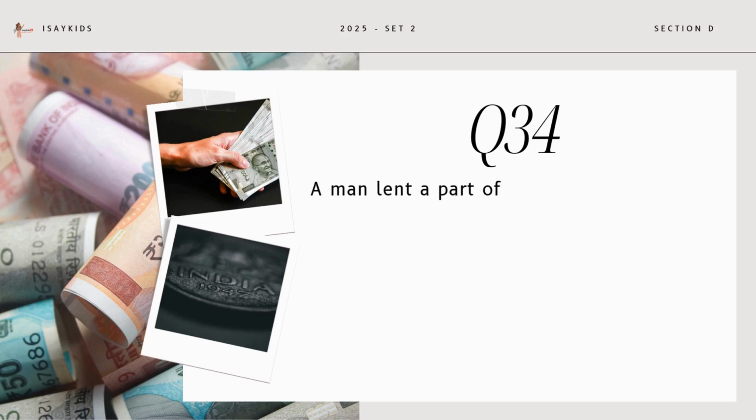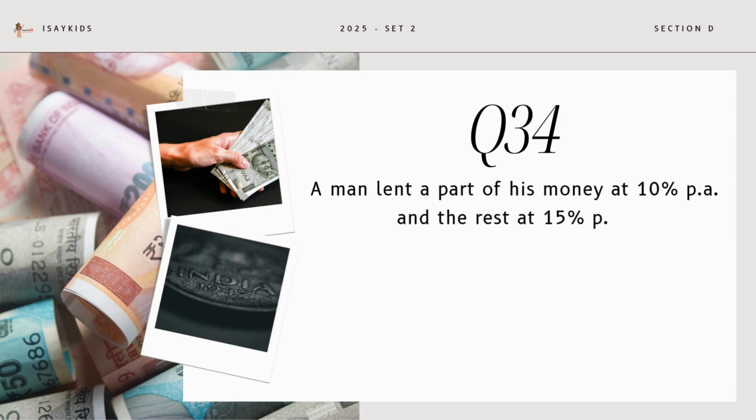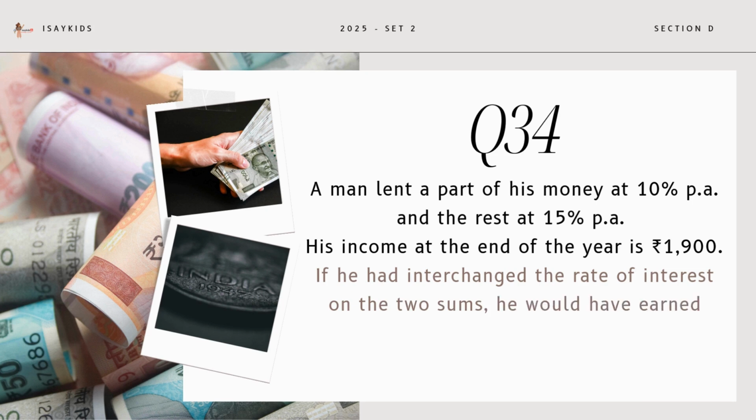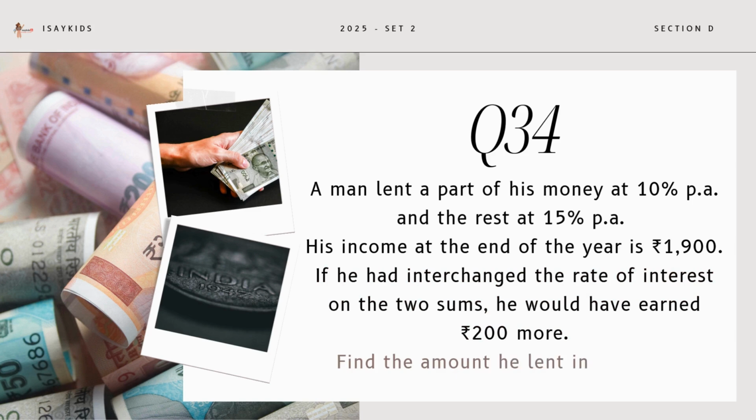A man lent a part of his money at 10% per annum and the rest at 15% per annum. His income at the end of the year is rupees 1900. If he had interchanged the rate of interest on the two sums, he would have earned rupees 200 more. Find the amount he lent in both cases.